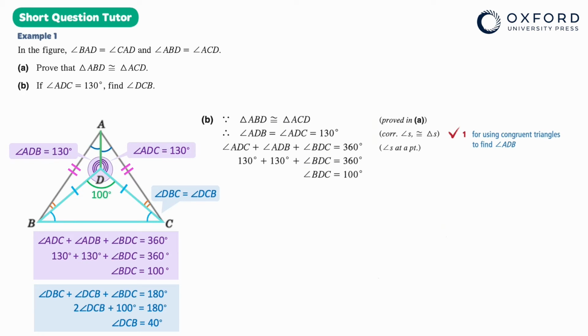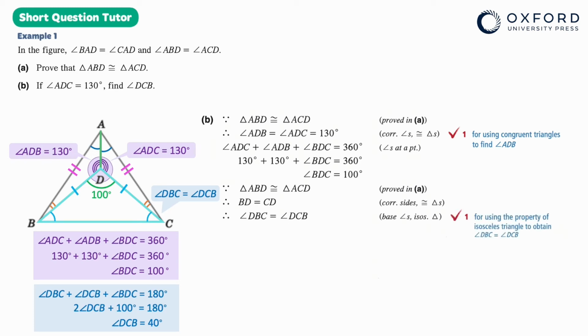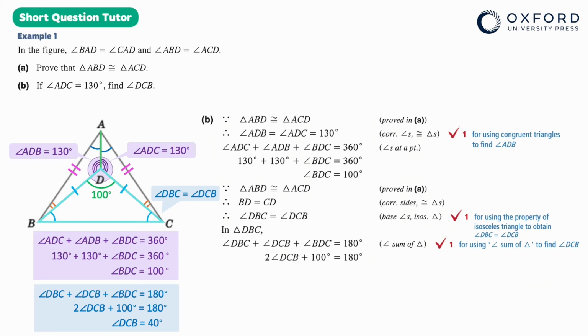Then, we have to write down this is an isosceles triangle first. So, these two angles are the same. The reason is base angles, isosceles triangle. 1 mark will be given. After that, consider the angle sum of triangle in triangle DBC. 1 mark will be given. We can find angle DCB equals 40 degrees. 1 mark will be given.